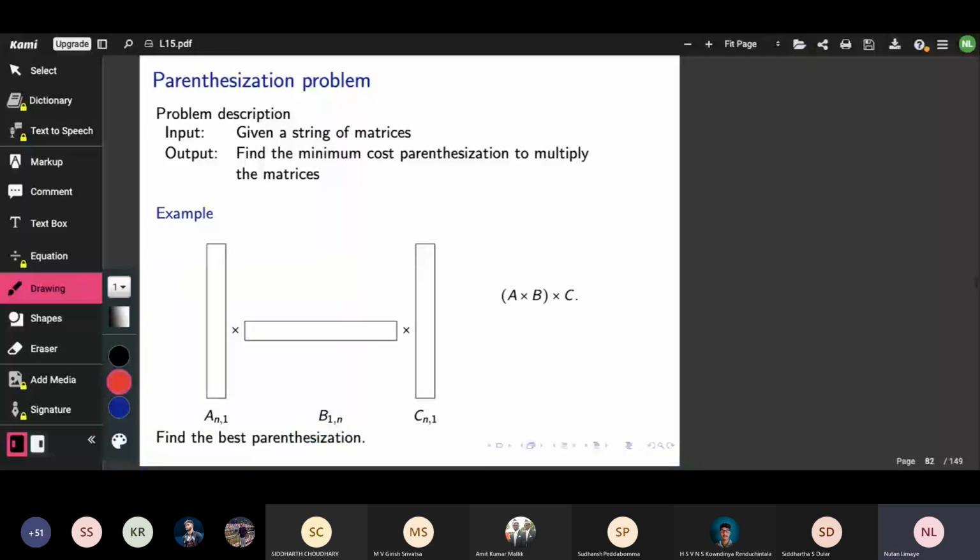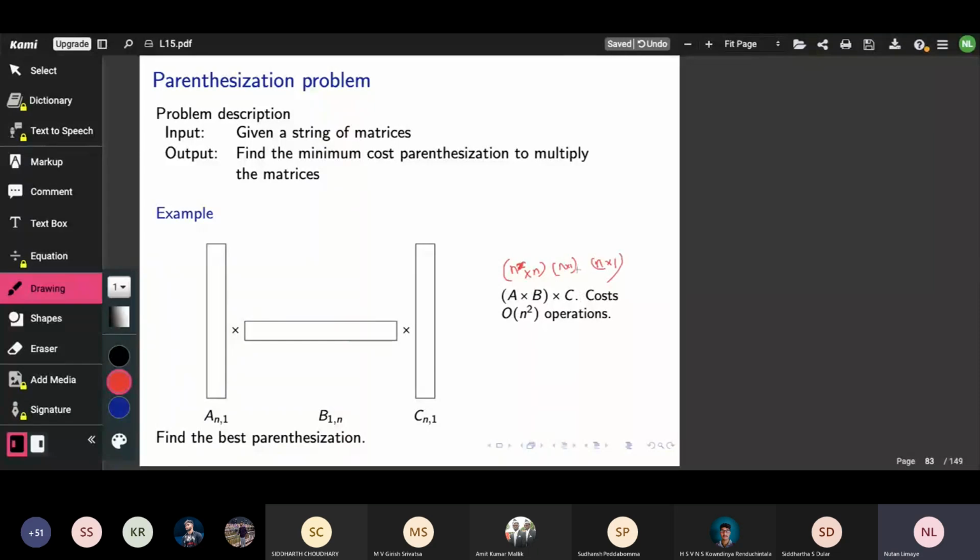Suppose I try to first multiply A with B. One possible parenthesization is I multiply A with B first, and then the resultant is multiplied with C. In this case, the total number of operations will be n square, because when I multiply A into B, it will be an n cross n matrix. And then when I multiply it with C, it will again become an n cross 1 matrix.